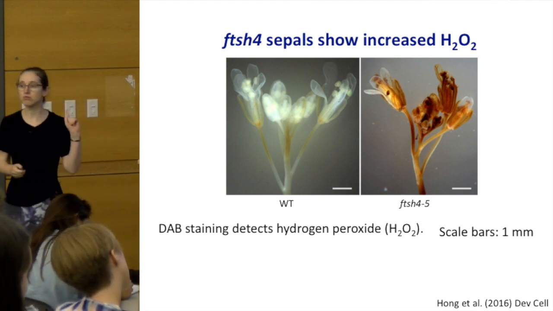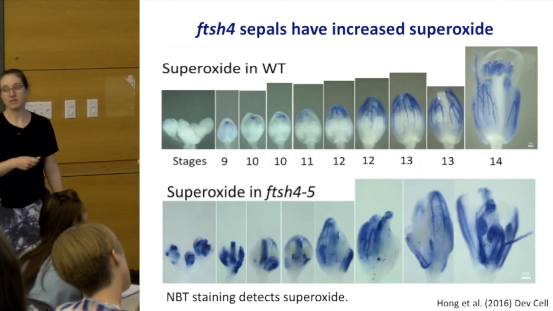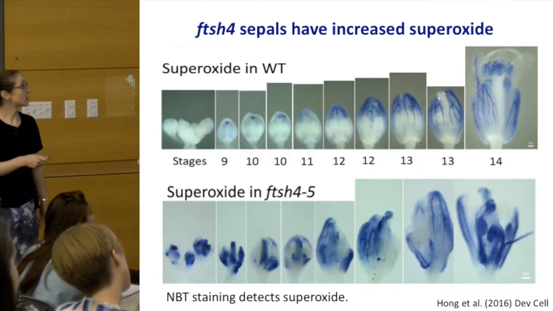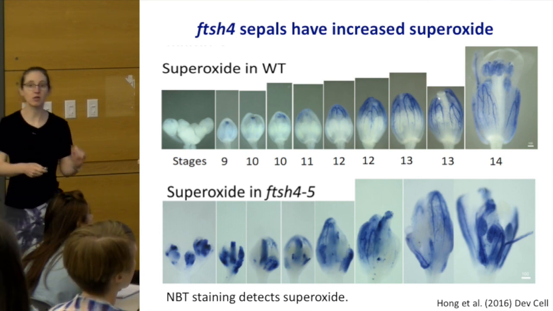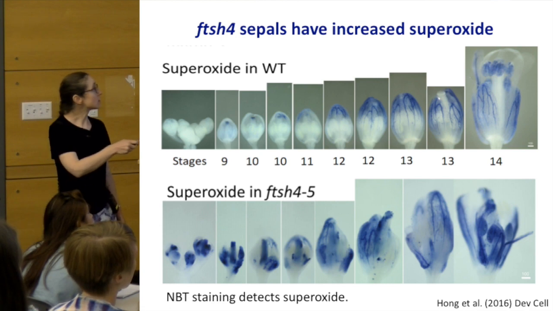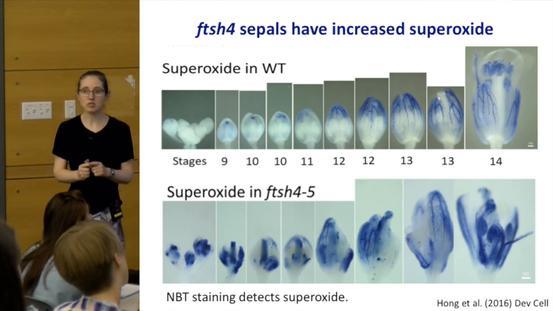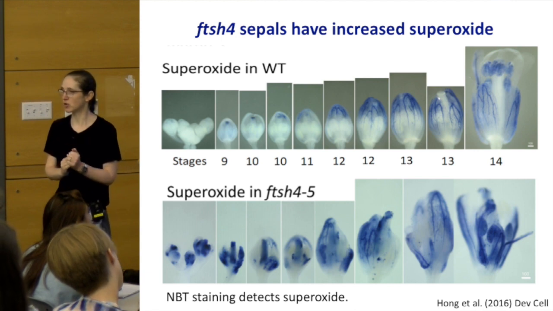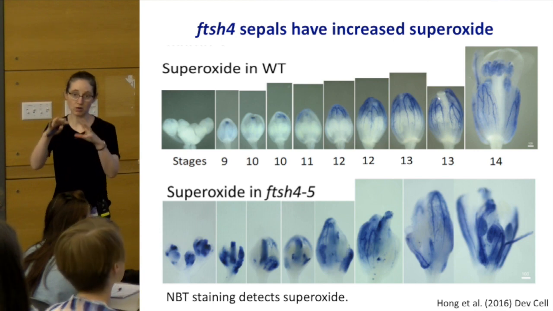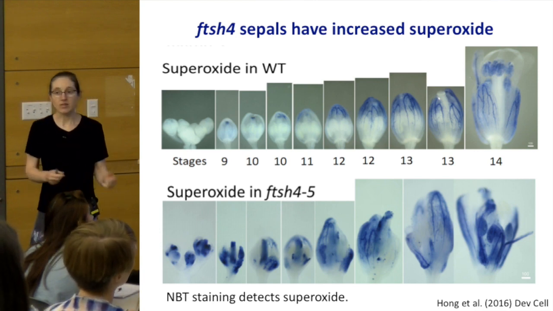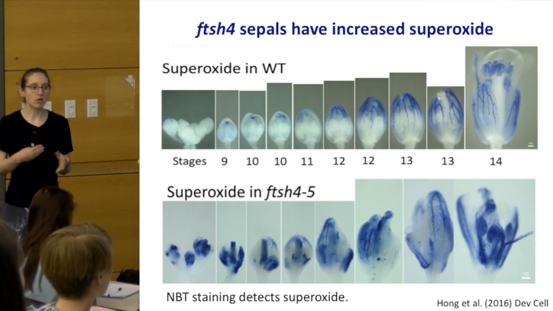Now, I was really excited when I saw these images, and it wasn't by FtsH4, it was by wild type. The reason I was excited by wild type is that wild type also has superoxide coming on in a very interesting pattern. See, it starts at the tip of the sepal and goes on down. And that's interesting because that's exactly the way the sepal matures. It slows down and stops growing from the tip and goes on down.